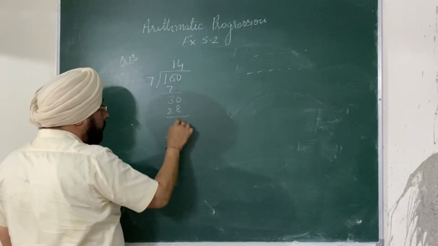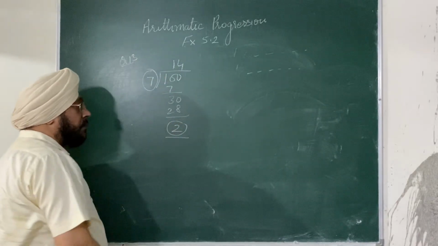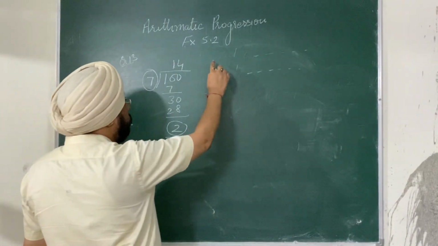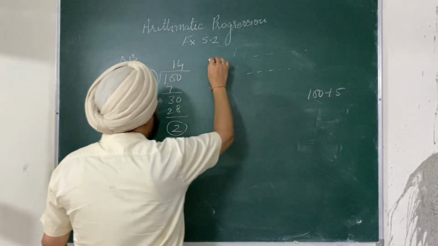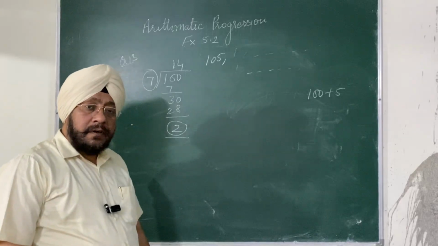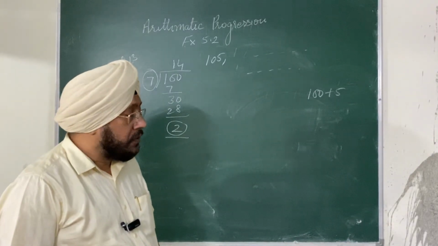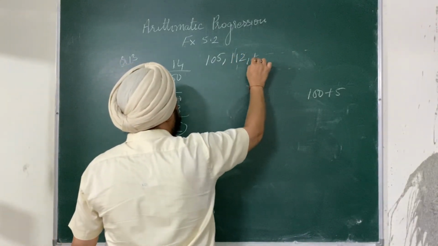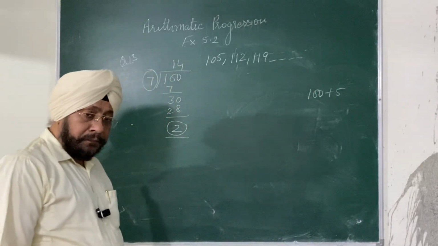So whatever the difference between the divisor and the remainder, which means 7 minus 2 is 5. So we have to add 5 to 100 to get the first term, which is a 3-digit number and is also divisible by 7. After that we have to add 7 to get the next term. So in this way we will get the AP.